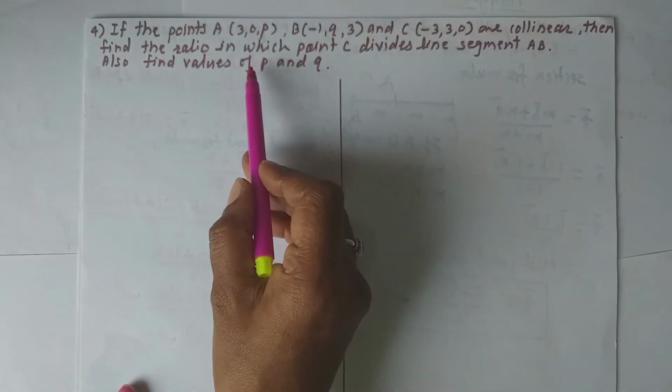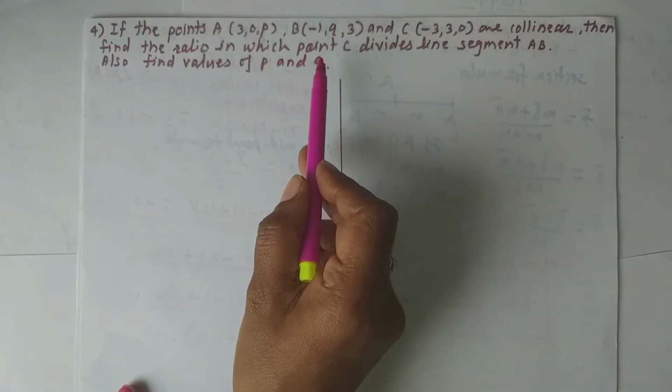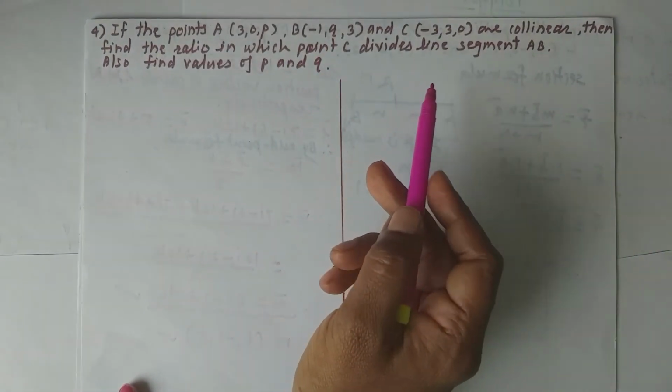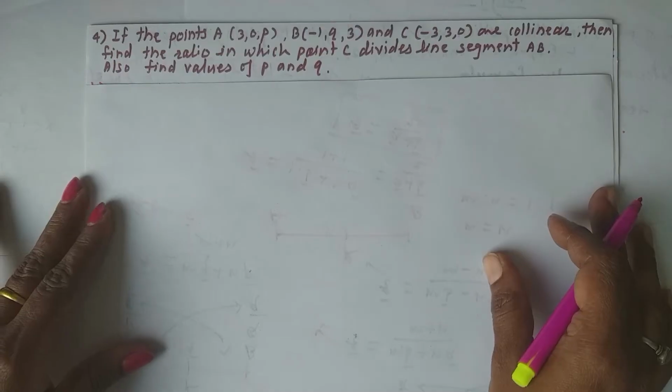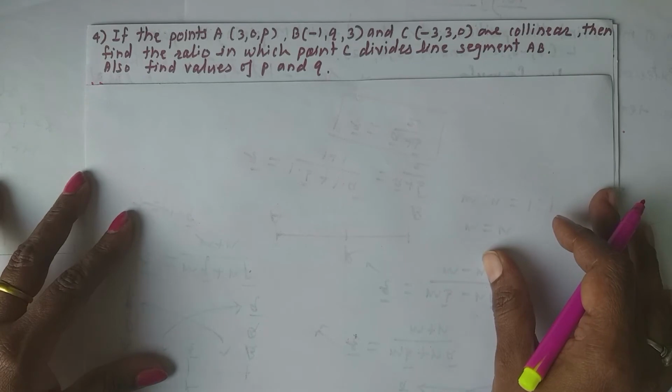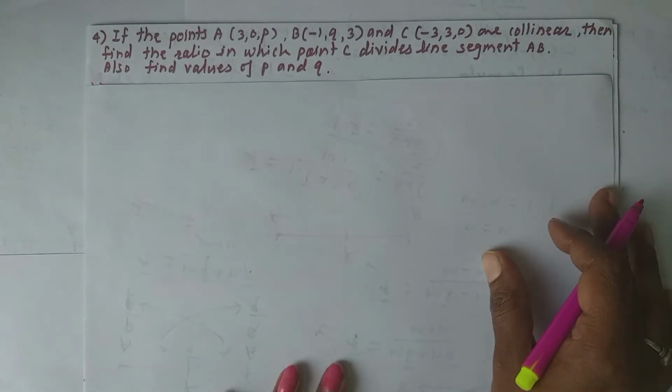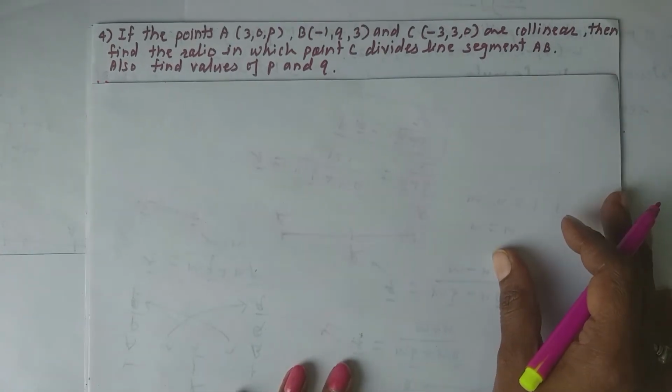If the points A(3, 0, p), B(-1, q, 3) and C(-3, 3, 0) are collinear, then find the ratio in which point C divides the line segment AB. Also find the values of p and q. What is given here? A, B, C are three collinear points and C divides AB, and we have to find the ratio in which C divides line segment AB.